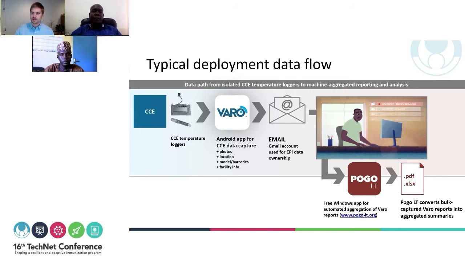When they enter a date range and the email login details, it will log into that Gmail account and download the appropriate VARA reports from that date range and convert them into a single aggregated summary showing the overall performance across all reports in a single PDF file.